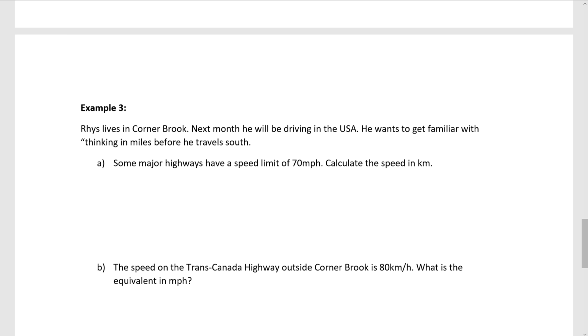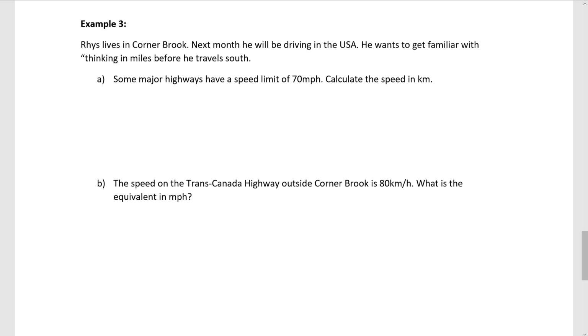Okay, let's look at another example. So we're going back to speed. We're going back to converting between Canada and the U.S. So we saw capacity and we saw mass earlier as an issue converting between Canada and the U.S. Now we're going to look at speed. So in the U.S., they measure speed in miles per hour. So how many miles can you drive in 1 hour? In Canada, we measure speed in kilometers per hour. This can be a bit confusing if you're traveling between the two.